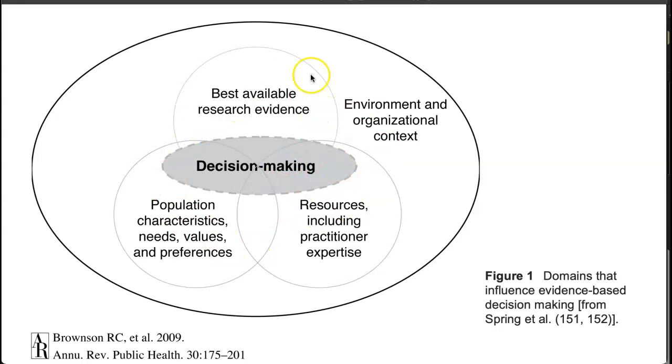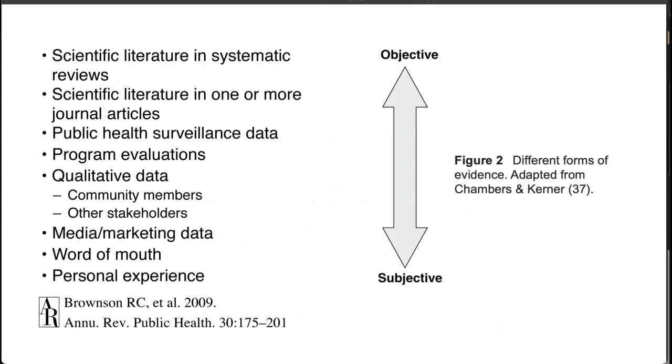It takes into account, right, what does the evidence-based research say? What are the population characteristics, needs, values, preferences? What kind of resources do you have? And then it takes into this big, overarching question: what is the environmental and organizational context? So I thought that was a good visual to show your decision making. It involves all these things, but it may involve them to varying degrees depending on the situation.